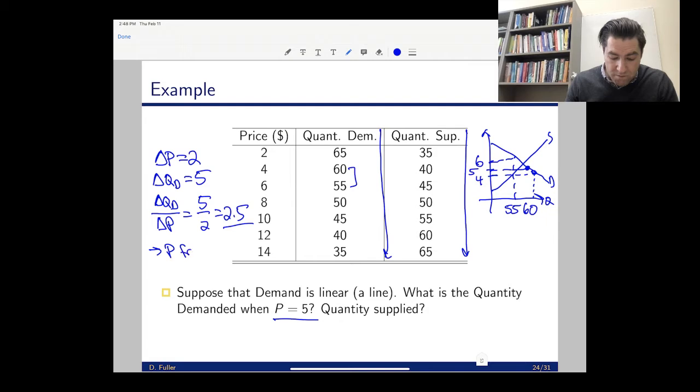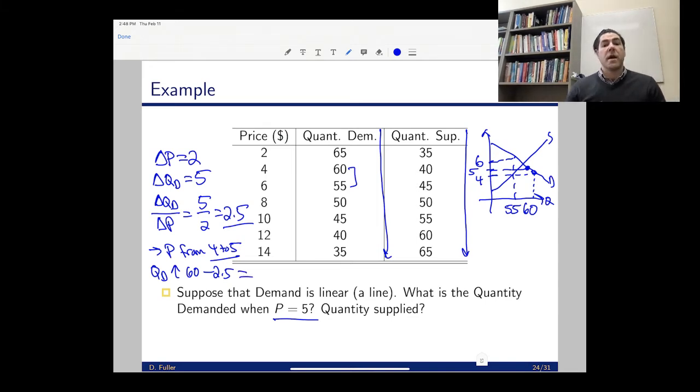So the price from 4 to 5, quantity demanded will go down from 60, subtracting 2.5. So 57.5. So if I put the price of 5 in here, the quantity demanded would be 57.5.